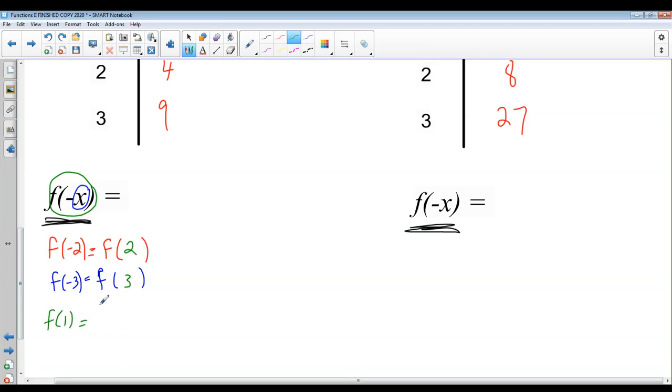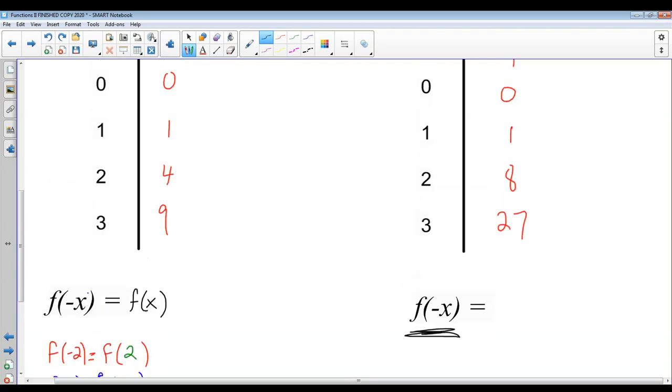f of 1 is 1. The other thing that gives me 1 as an output on this table is f of negative 1. So basically, if I negate that x value, it really doesn't matter. It doesn't affect the output at all. So for this first function, f of negative x is always equivalent to f of positive x. Those are equivalent no matter what value of x I pick. f of negative 9 would be the same as f of 9.